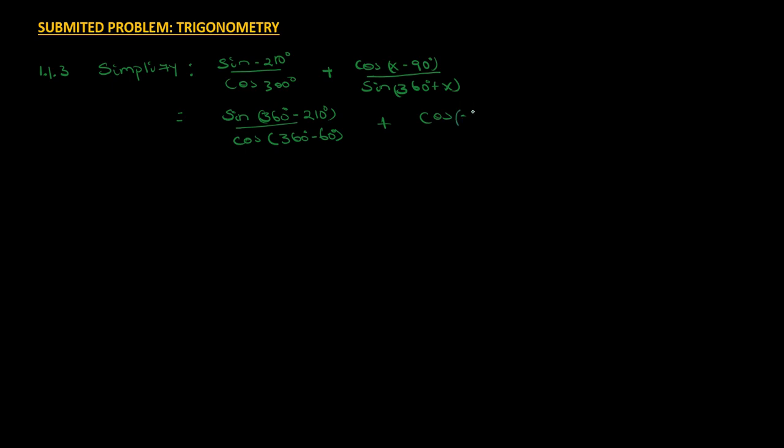the negative of 90 minus x. Can you see how the angle in here is the same as this? The negative sign multiplies in, you have negative 90 degrees, and you have plus x. Okay, so we can divide that by sine 360 plus x.